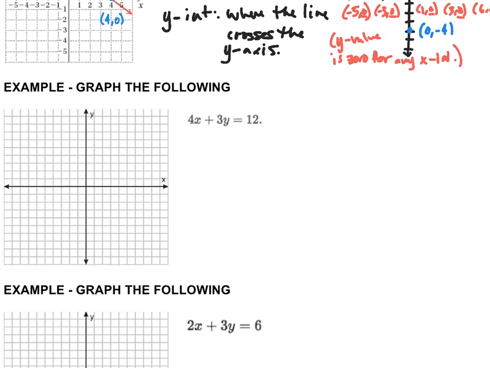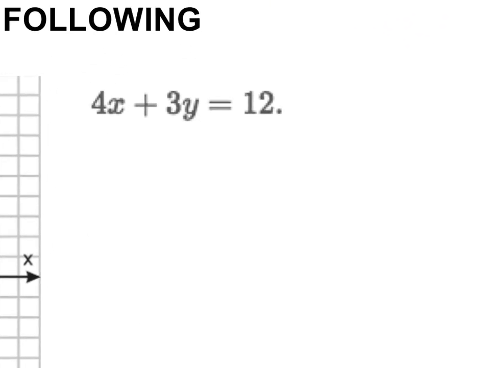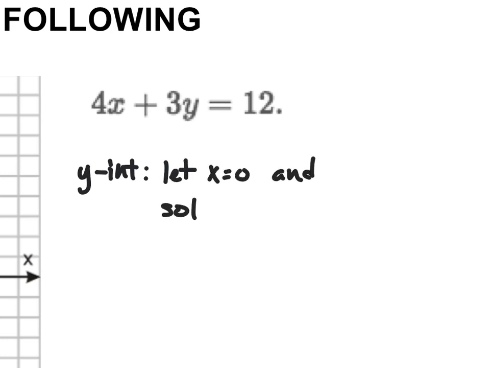Here's my equation, 4x plus 3y equals 12. What I want to do is find my y-intercept. When I'm doing this, I always write down: let x equal 0 and solve for y. So I'm going to rewrite my equation, but plug in 0 for x and solve for y.